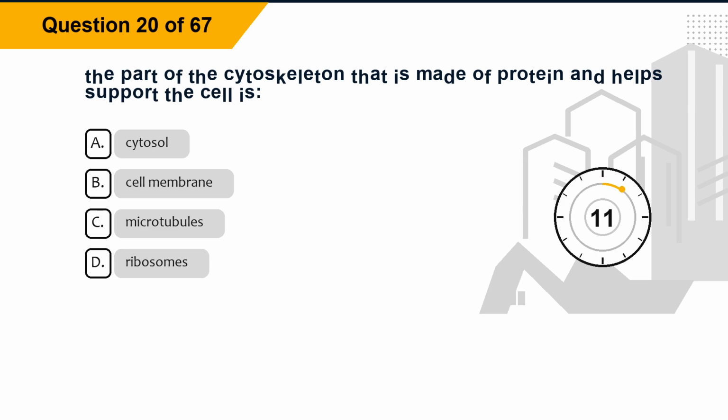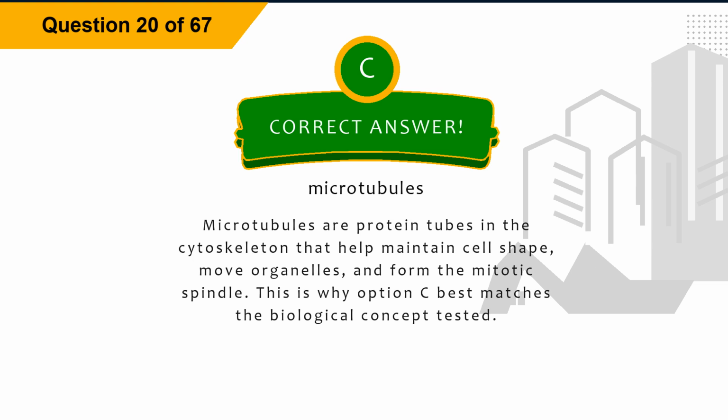Question 20. The part of the cytoskeleton that is made of protein and helps support the cell is option A, cytosol. Option B, cell membrane. Option C, microtubules. Option D, ribosomes. The correct answer is option C, microtubules.